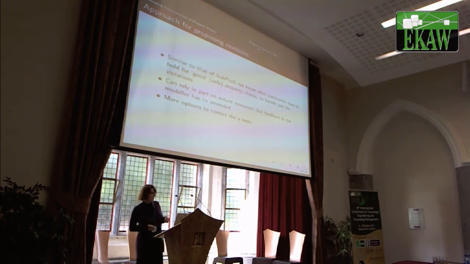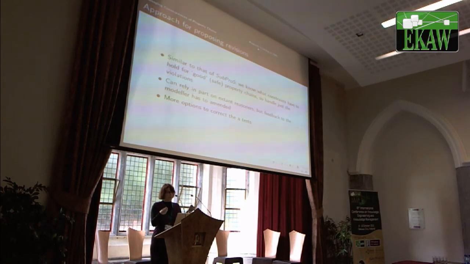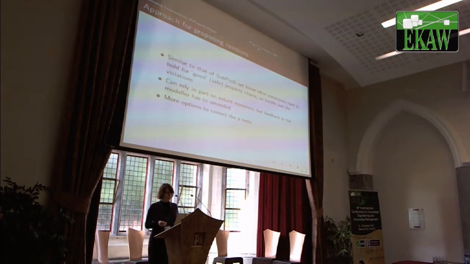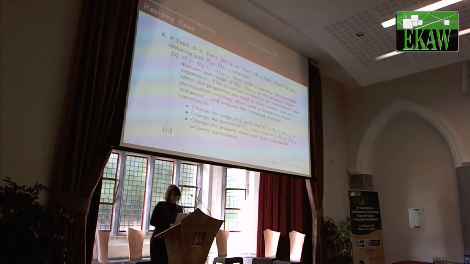We can rely, again, in part on the extant reasoners for checking those domains and ranges and what is a subclass of the other one. But the feedback to the modeler has to be amended so that it points to the problem in the property chain and suggests how to revise it. To give you a selection, the full set of revisions are in the paper.